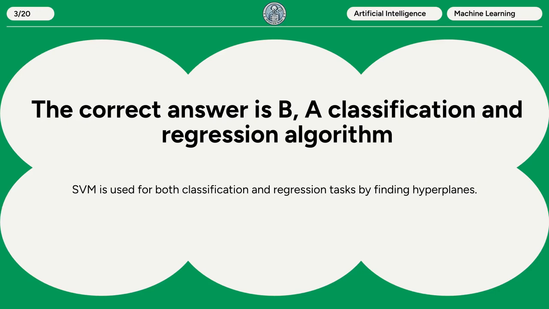The correct answer is B. A classification and regression algorithm. SVM is used for both classification and regression tasks by finding hyperplanes.